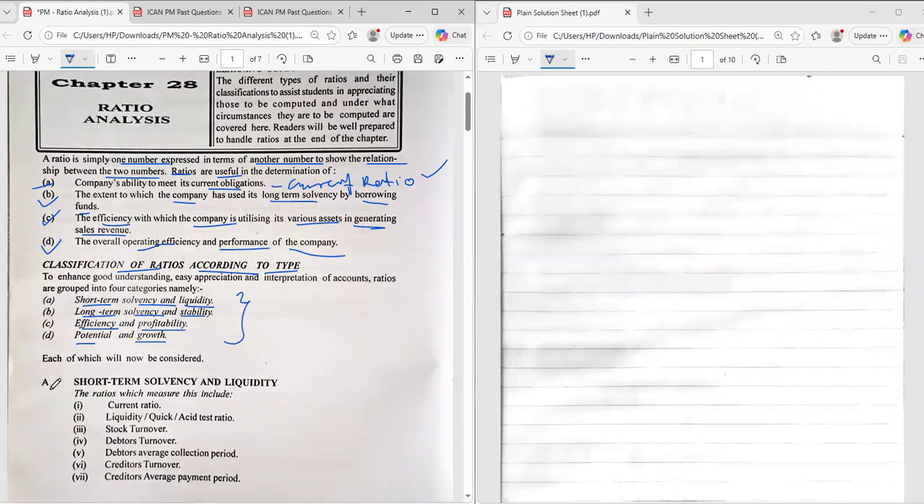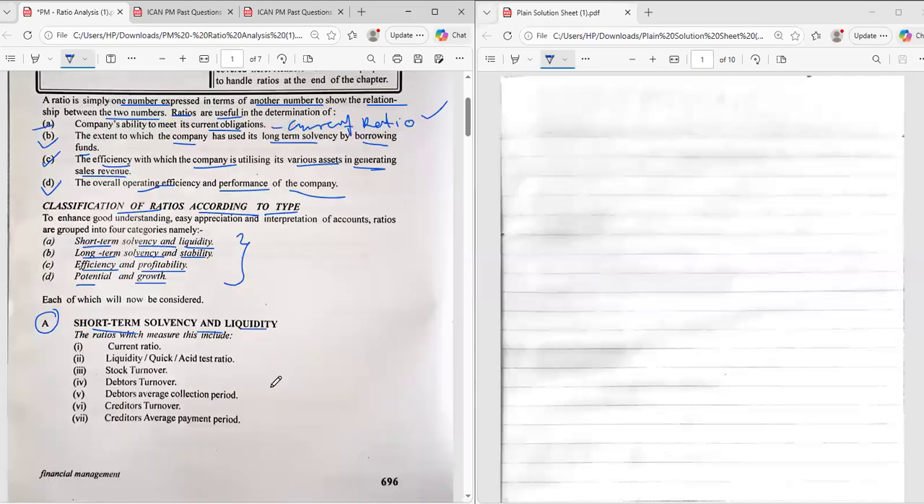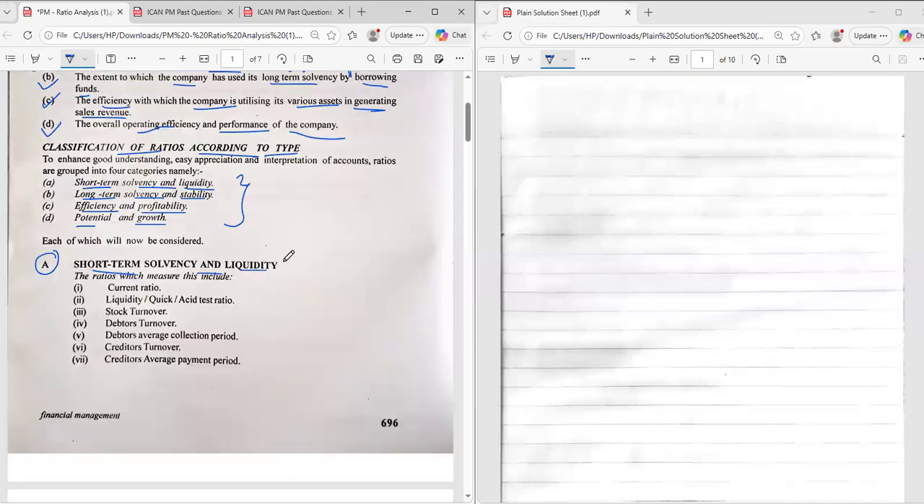So for the first one, we talk about short-term solvency and liquidity ratios. Now, under short-term solvency and liquidity ratios, what are the ratios that we have? They include current ratio, acid test ratio, also known as quick ratio, also known as liquidity ratio, stock turnover, debtors turnover, debtors average collection period, creditors turnover, creditors average payment period. These are the examples of ratios under short-term solvency and liquidity ratios.